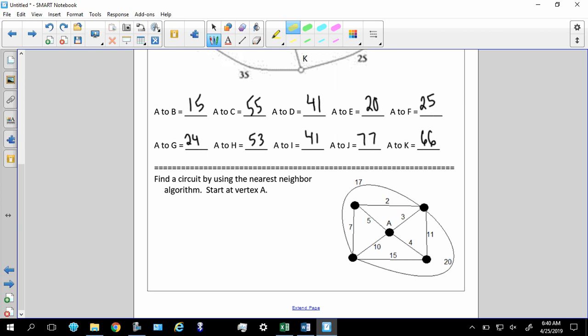Find the circuit using nearest neighbor, starting with vertex A. All right, let's go ahead and do our nearest neighbor. Nearest neighbor is right there. From there, our nearest neighbor is right there. From here, it's a little paradoxical because technically it's going back to A, but we can't go back to A. We've got to finish our circuit. So there, and then lastly, boom, there we go.